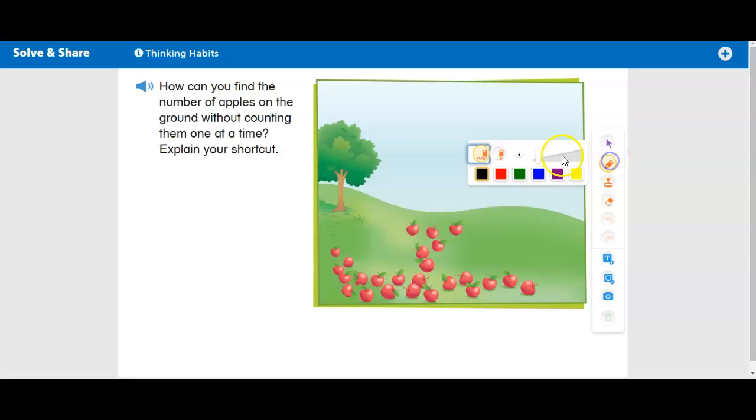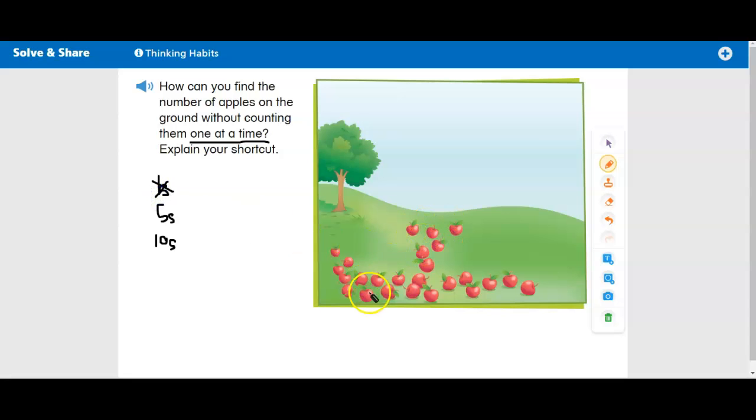Let's think of all of the different ways we have been counting. We have been counting by ones, fives, and also tens. I don't want to have to count one at a time, so that would be by counting by ones. So we're not going to use that strategy. How about counting by tens?